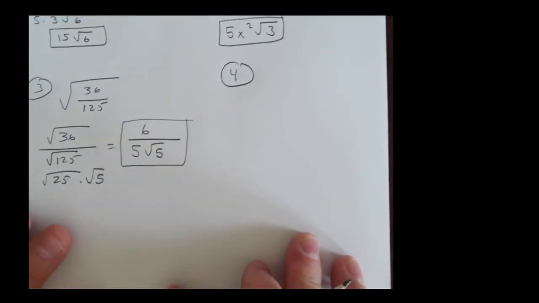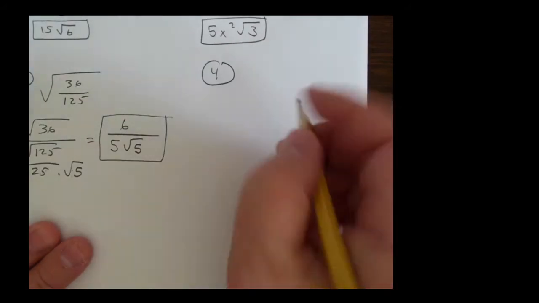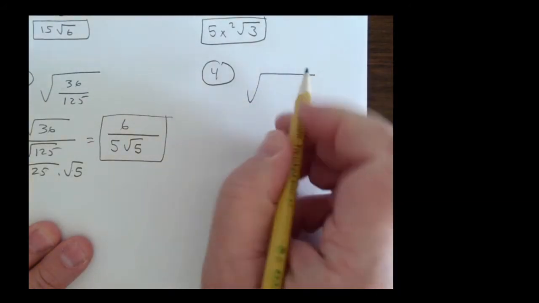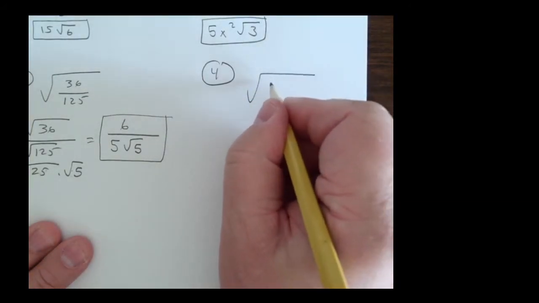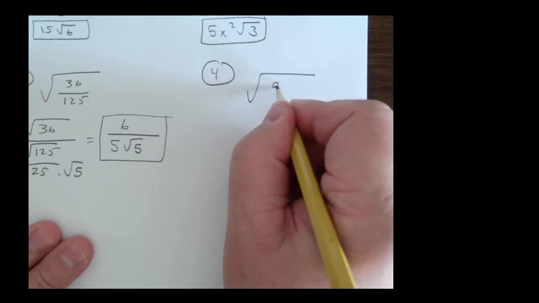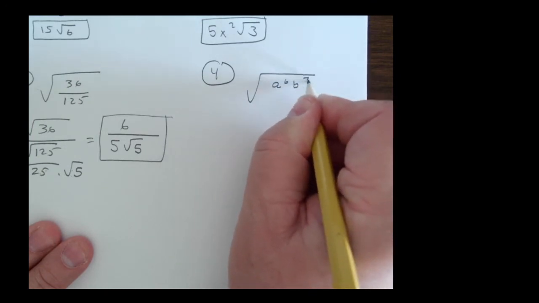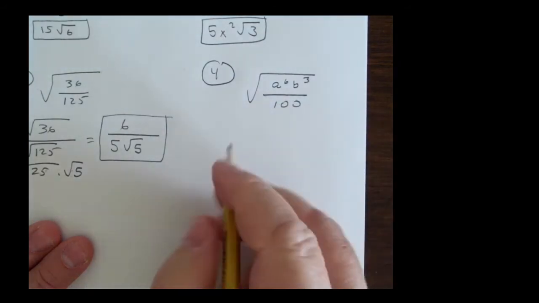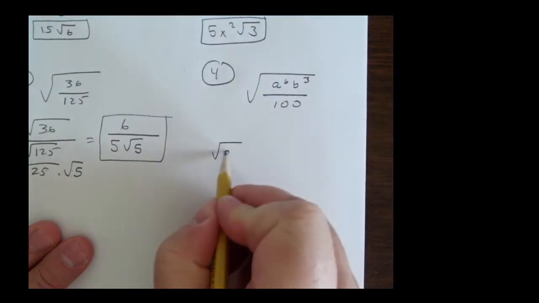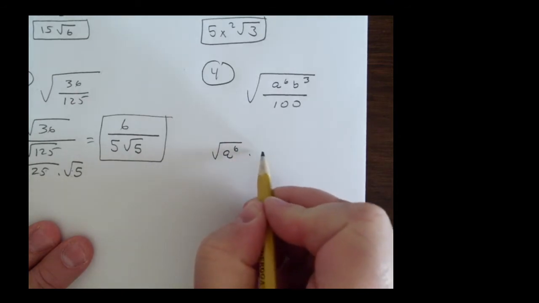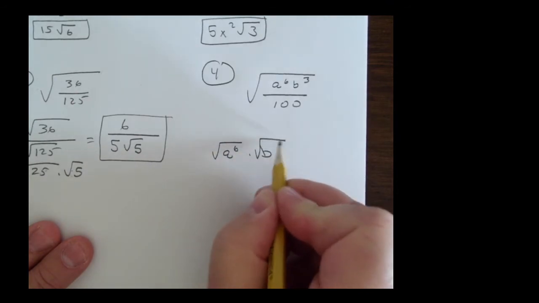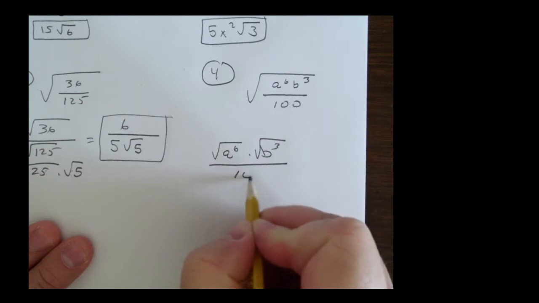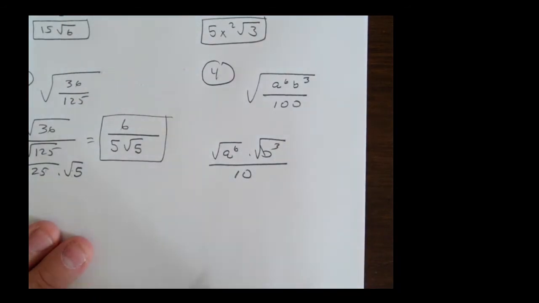And then for number 4, square root of a to the 6th, b to the 3rd, all over 100. Square root of a to the 6th times square root of b to the 3rd, all over 10. I'll just simplify that one right away.